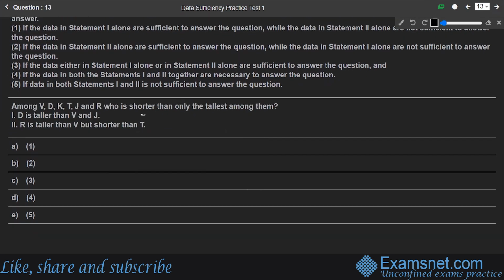VDKTJNR, who is shorter than only the tallest among them? Who is shorter than only the tallest among them? That means obviously we are supposed to find out the second tallest. Okay, let's see the statement number 1 alone.